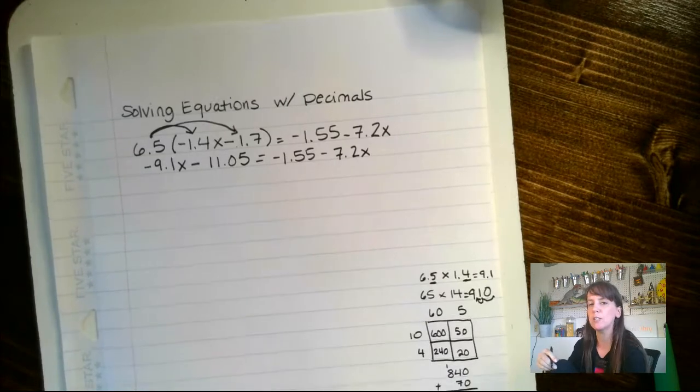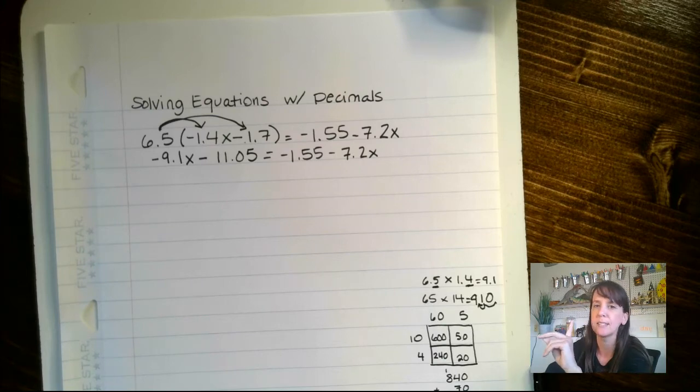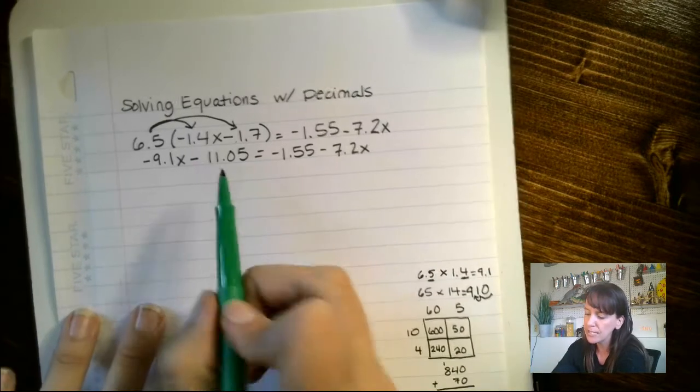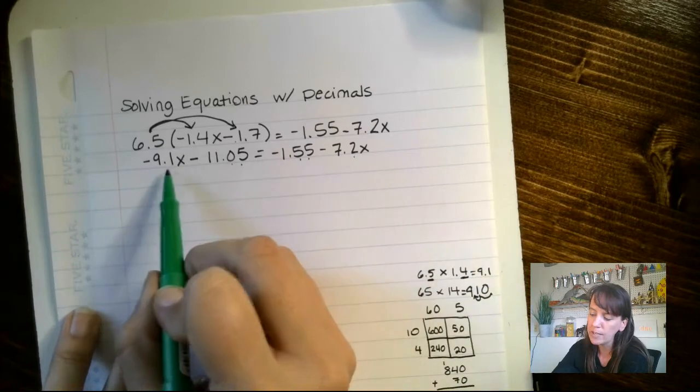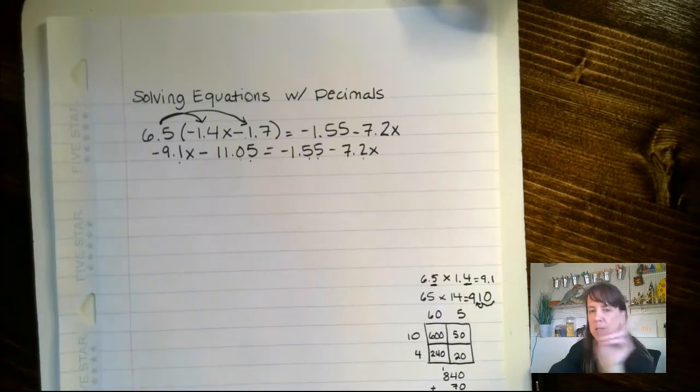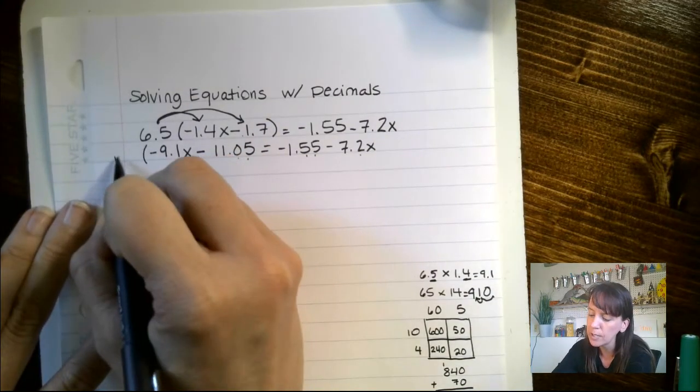And now that we've done our distribution, this is a good time to get rid of our decimals. And the way that we want to do this is we look for the decimal that has the highest place value, meaning the most number of digits behind the decimal. You'll see here we have 2 digits. Here we have 2 digits, here we have 1, and here we have 1. So we have to at least multiply by 2 zeros in order to get these digits away. And 2 zeros, that's 100.